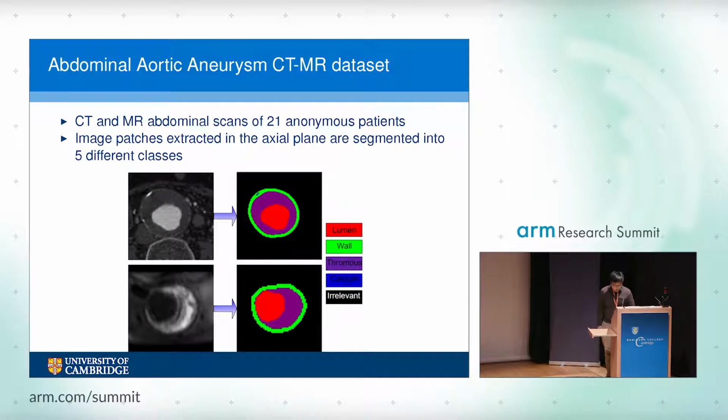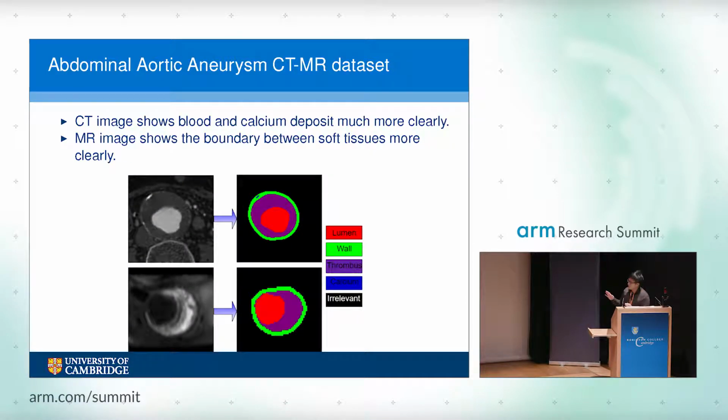So these 2 different image modalities have their advantages and disadvantages. The CT image is able to show the blood and the calcium deposit much more clearly than the MR image. But the MR image is able to show the boundaries between soft tissues much more clearly than the CT image. So each has this advantage and disadvantage. So that's why we want to combine them together.